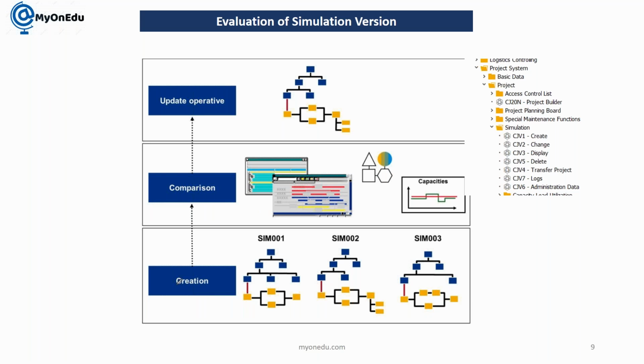Let's say in this example you have created a simulation project, SIM001. This is the simulation key, and then you have transferred it to SIM002, and done some changes and transferred it again to SIM003, and done some changes again. You can compare the simulation versions, and whichever simulation project is suitable for you, you can transfer into the operative project. So that is the major use here.